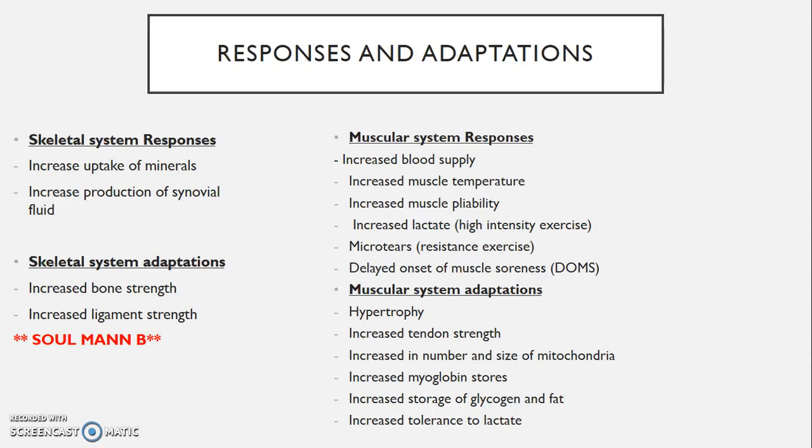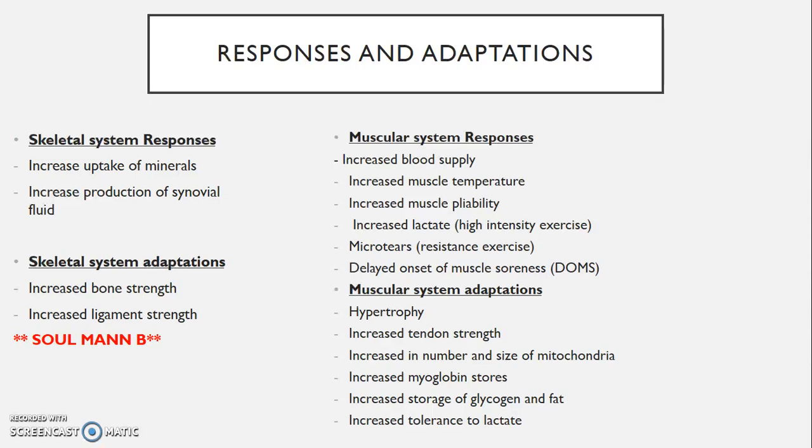That's similar to the energy systems adaptation. Increased myoglobin stores. Remember, myoglobin is a protein that transports oxygen to the mitochondria. Increased storage of glycogen and fat, increased tolerance to lactate. These muscular system adaptations are very similar to the energy system adaptations. Why? Because to have energy with regards to muscular contractions, it needs to happen at the muscle. That's why they're similar.